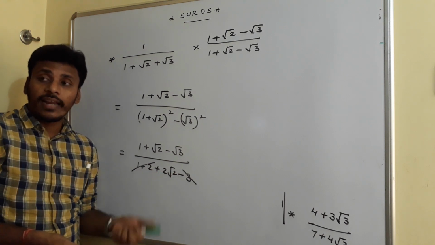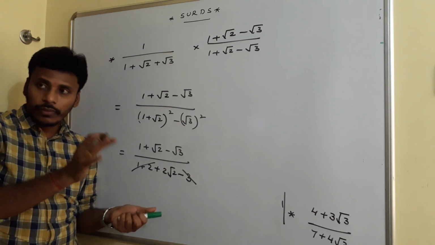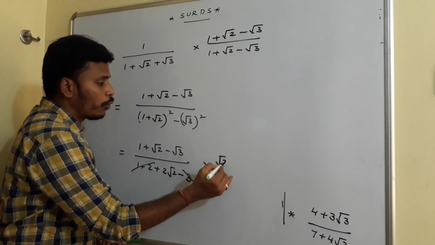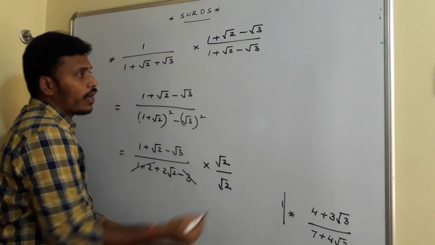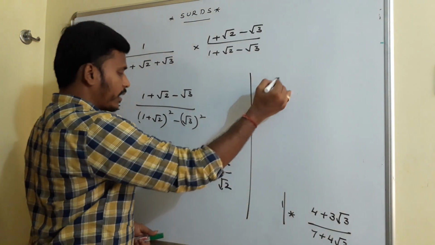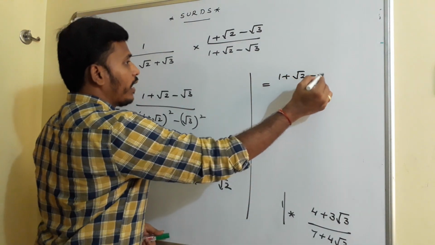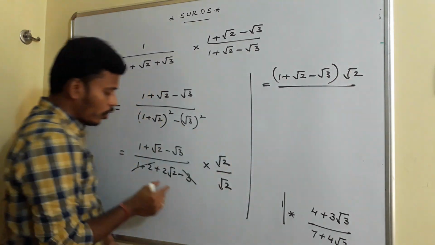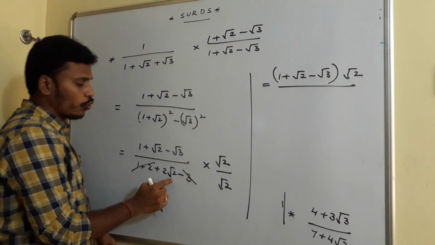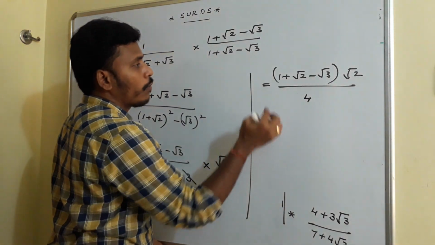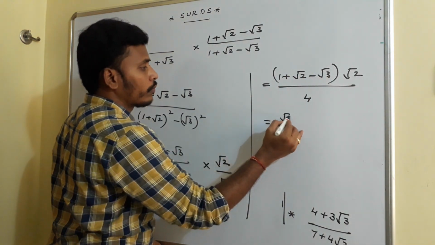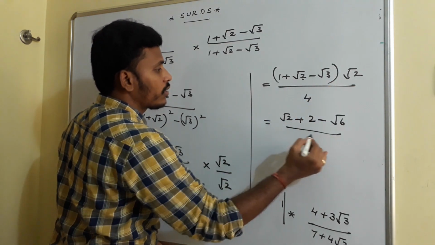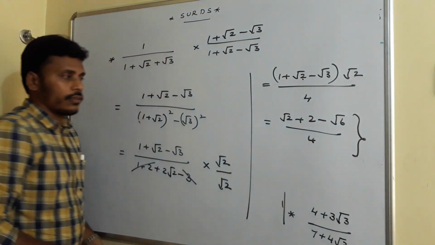So again, to make it rational, root 2 is the obstacle for us. To remove that root 2, you need to multiply with root 2 both numerator and denominator. If you multiply with root 2, you will get 1 plus root 2 minus root 3 into root 2 divided by 2 root 2 into root 2. Root 2 into root 2 is 2, 2 twos are 4. Now if you multiply, 1 plus root 2 plus root 2 into root 2 is 2, minus root 3 into root 2 is root 6, divided by 4 is your answer.